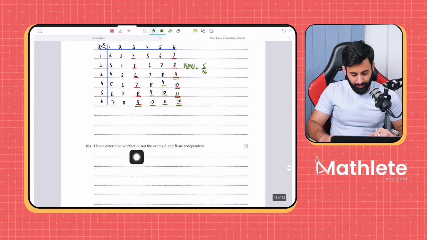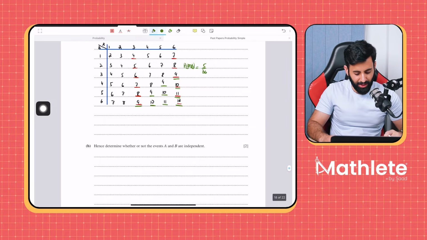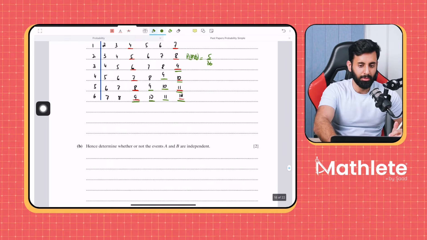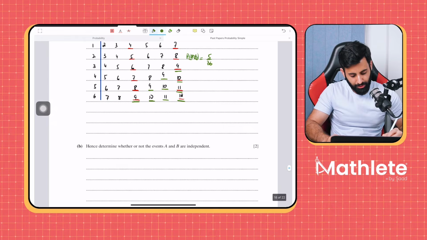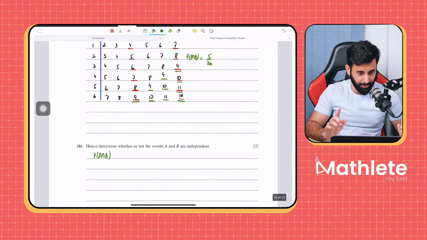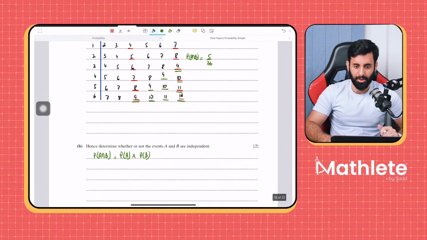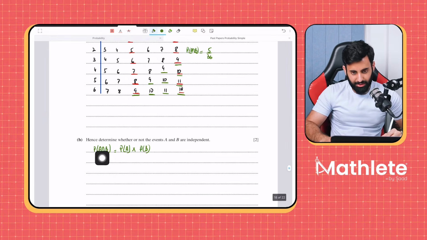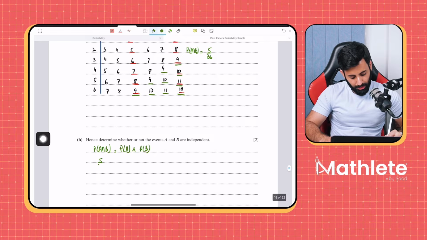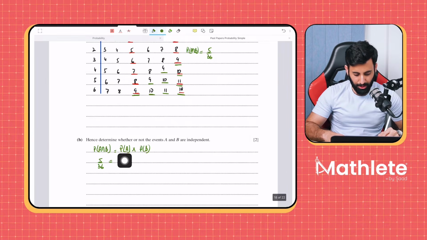Hence determine whether or not the events A and B are independent. So how do we determine whether these events are independent or not? Here's how we do it. The probability of A intersection B, if they are independent, should be equal to the probability of A multiplied by the probability of B. Let's see if they're independent or not. So A intersection B we've already worked out to be 5 upon 36. Now let's find out the probability of A.